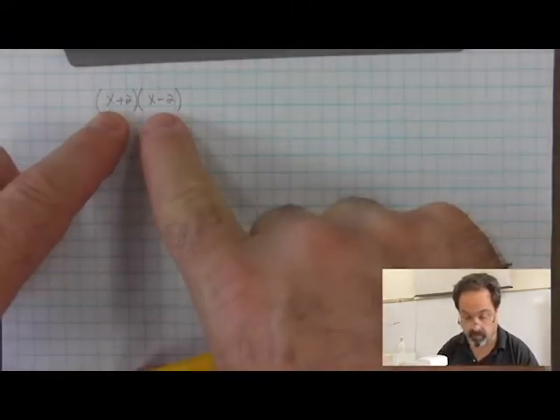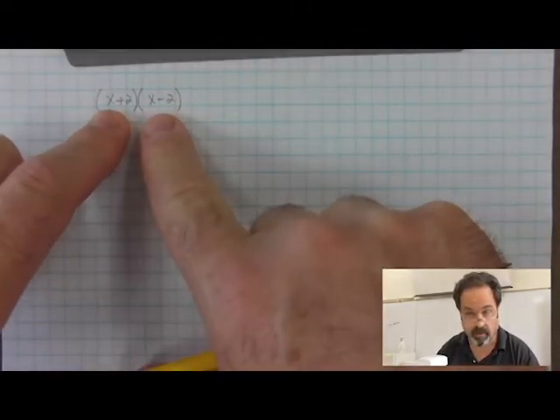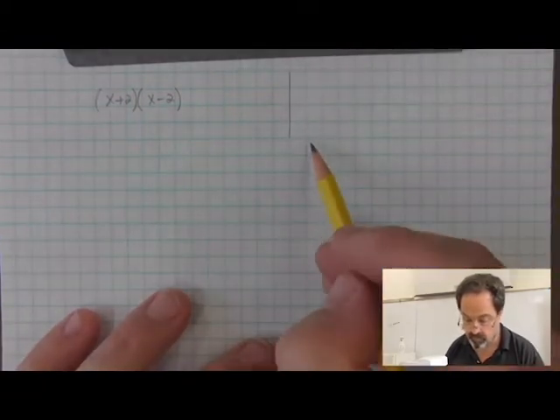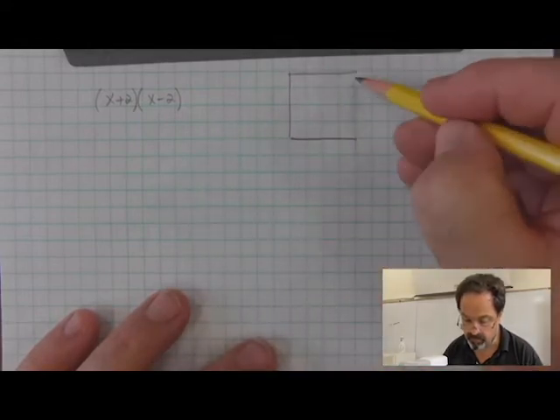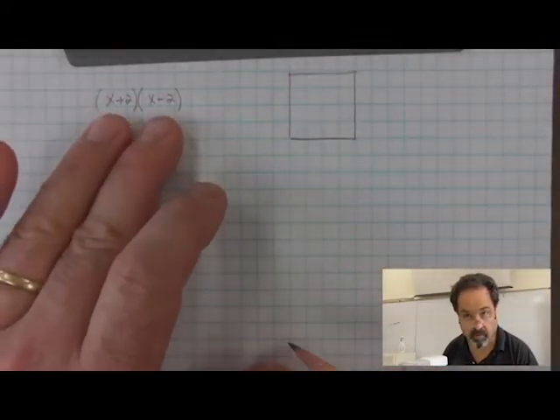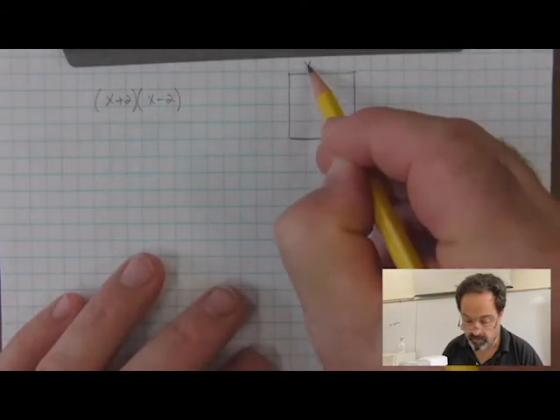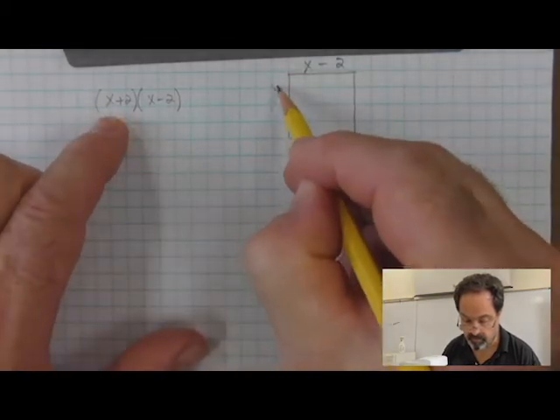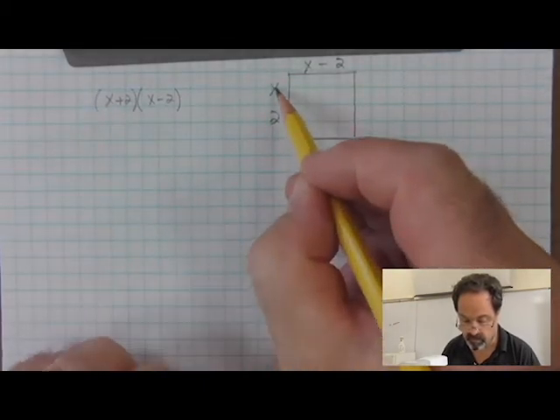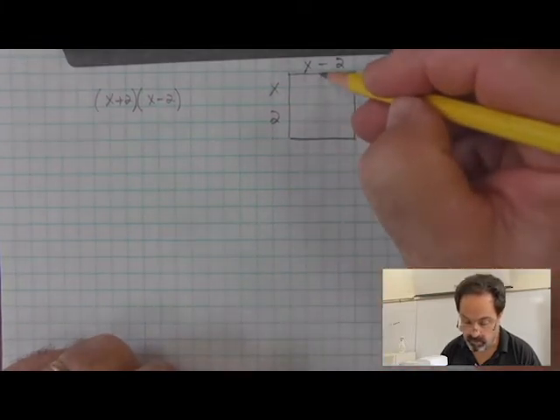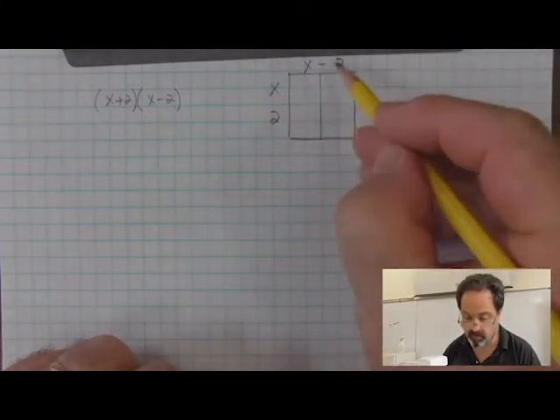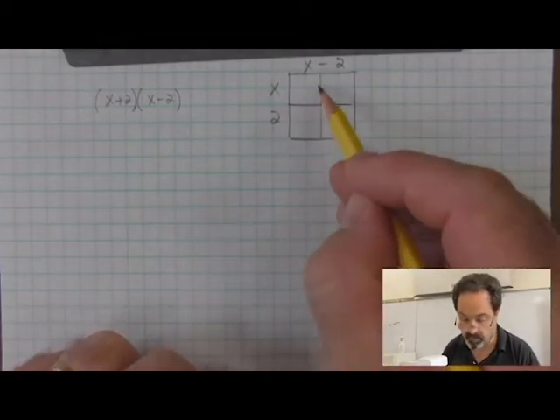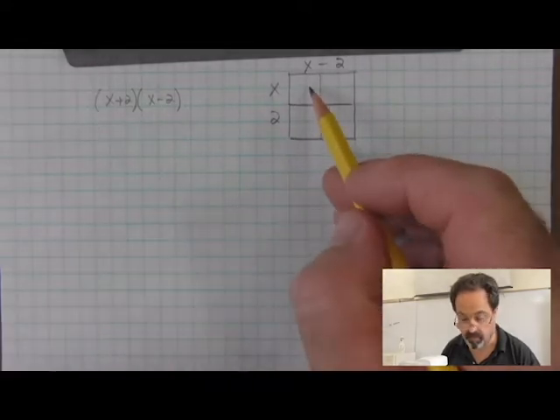We have two terms multiplying two terms. An area model can help us organize and visualize the product of these two factors. An area model puts one factor on one side, in this case x minus 2, and the other factor on another side, in this case x plus 2. And inside the rectangle, I make columns for every factor in the first and rows for every factor in the second. What belongs in each one of these squares is the product of its sides.